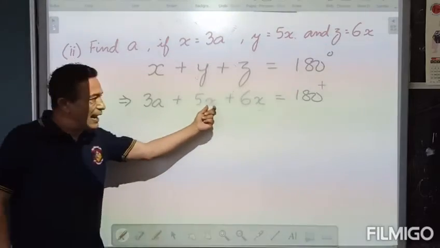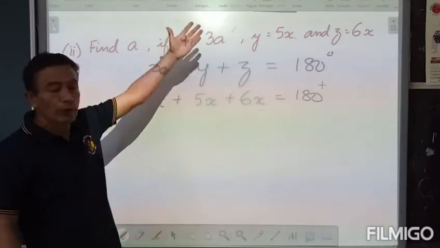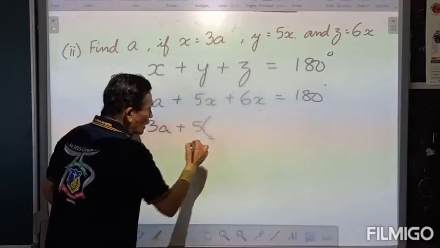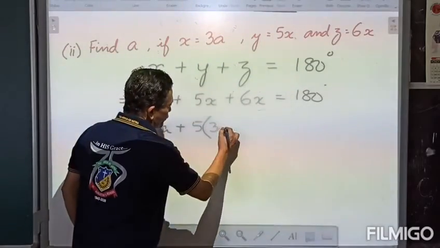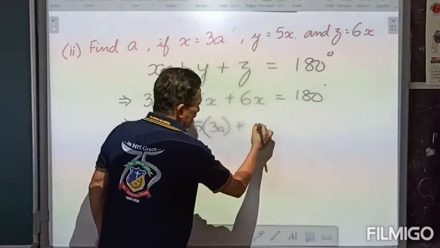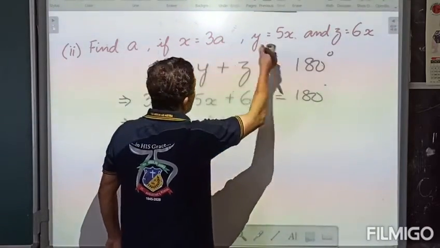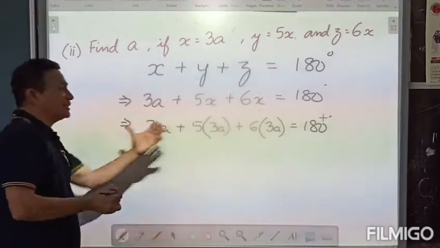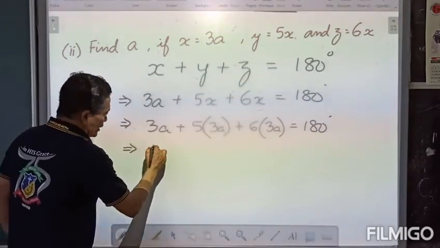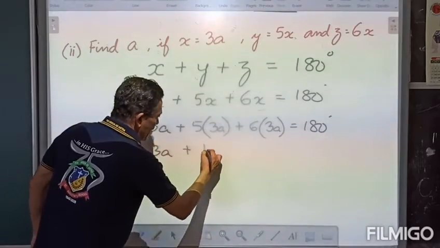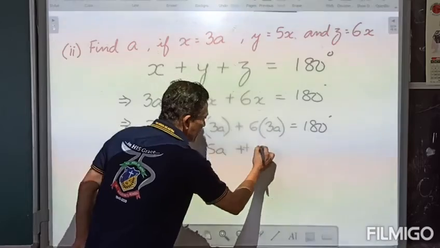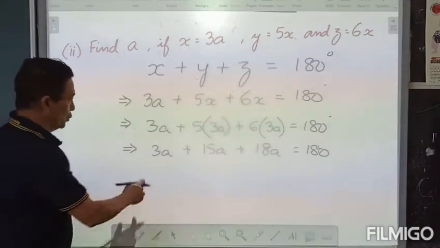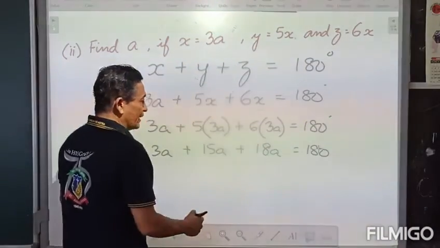But I cannot add a and x, so I have to convert that x into a. So I get 3a plus 5 times, what is x? X is 3a, so this is 5 into 3a plus, similarly, this becomes 6 into what is x? X is 3a. So that gives me 180 degrees. Now everything is in terms of a. So this is 3a plus 5 3s are 15a plus 6 3s are 18a will give me 180 degrees.